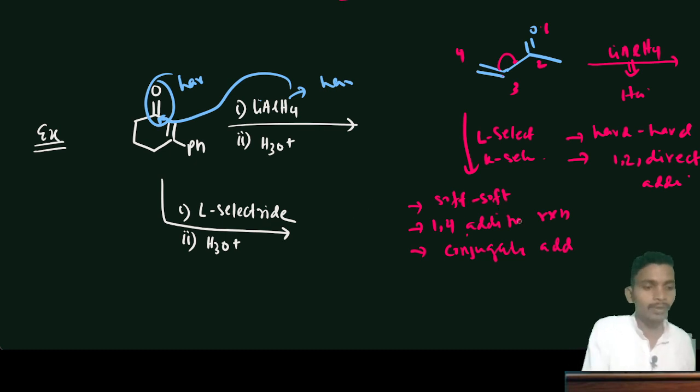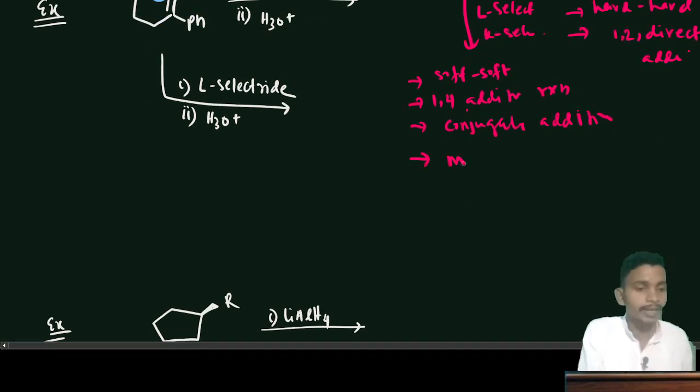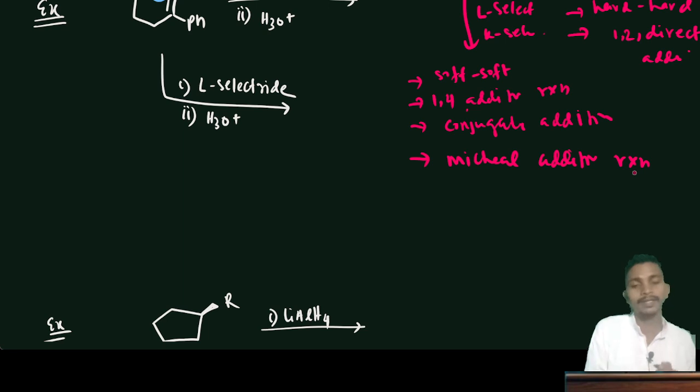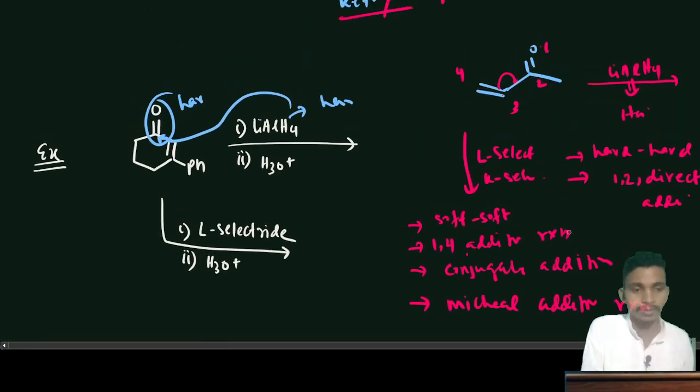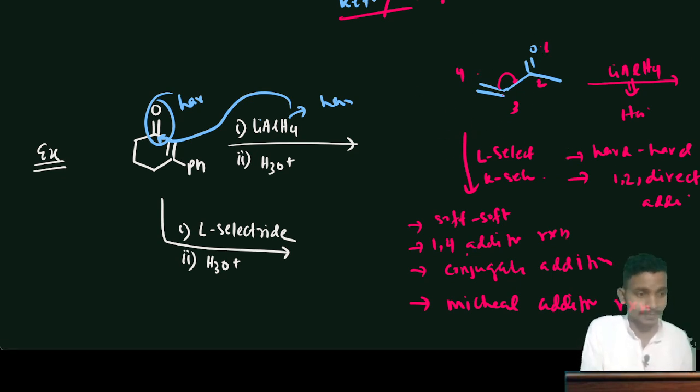Okay, so 1,4 addition reactions, or 1,4 conjugate additions, or you can say 1,4 additions, are also called conjugate addition reactions, or Michael addition reactions. So sometimes when it says Michael addition reactions, we understand that this is a 1,4 addition reaction, or soft addition reaction, or conjugate addition reaction. Because this is 1,4, this is also called Michael addition reactions.